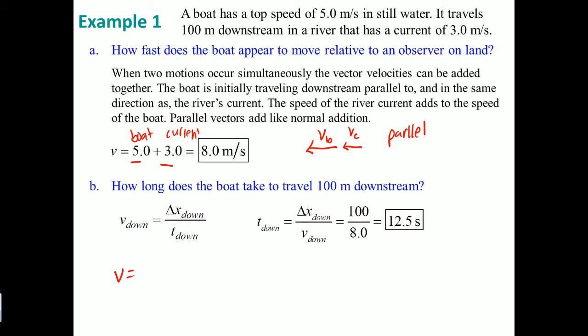We know that velocity is the change in position over the time. You want to know time, and you know the delta x, so just make this substitution. Velocity was 8, the delta x was 100 meters, and you need time. Multiply t to both sides: 8t is equal to 100. Then divide by 8. You get t equals 12.5 seconds.